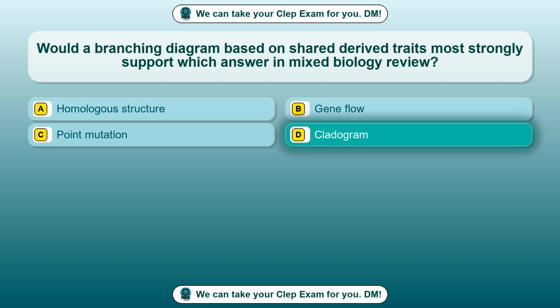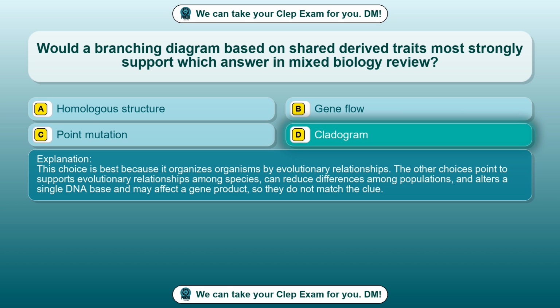The correct answer is option D, cladogram. This choice is best because it organizes organisms by evolutionary relationships. The other choices point to supports evolutionary relationships among species, can reduce differences among populations, and alters a single DNA base and may affect a gene product, so they do not match the clue.